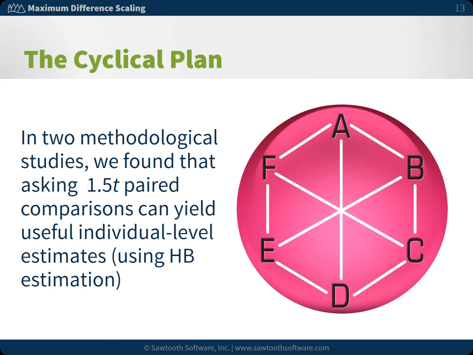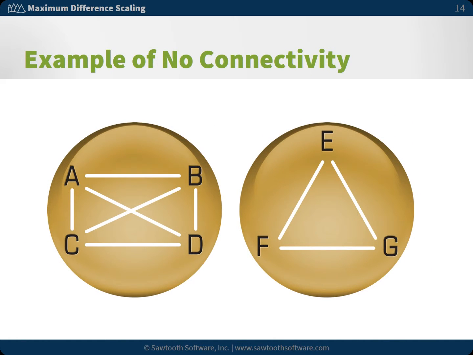This diagram represents the following 9 comparisons. We've got A to B, B to C, C to D, D to E, E to F, F to A, A to D, B to E, and C to F. Now, this would be a poor design, lacking connectivity. Items in the first set are not connected to items in the second. As a result, one cannot scale the items with respect to one another.